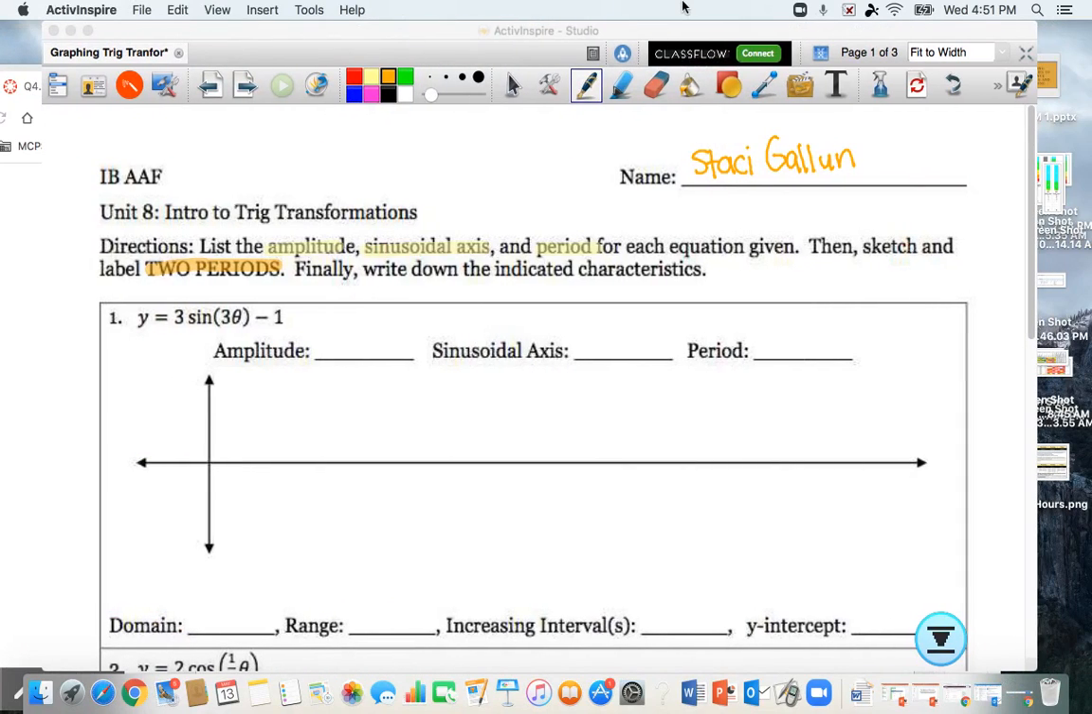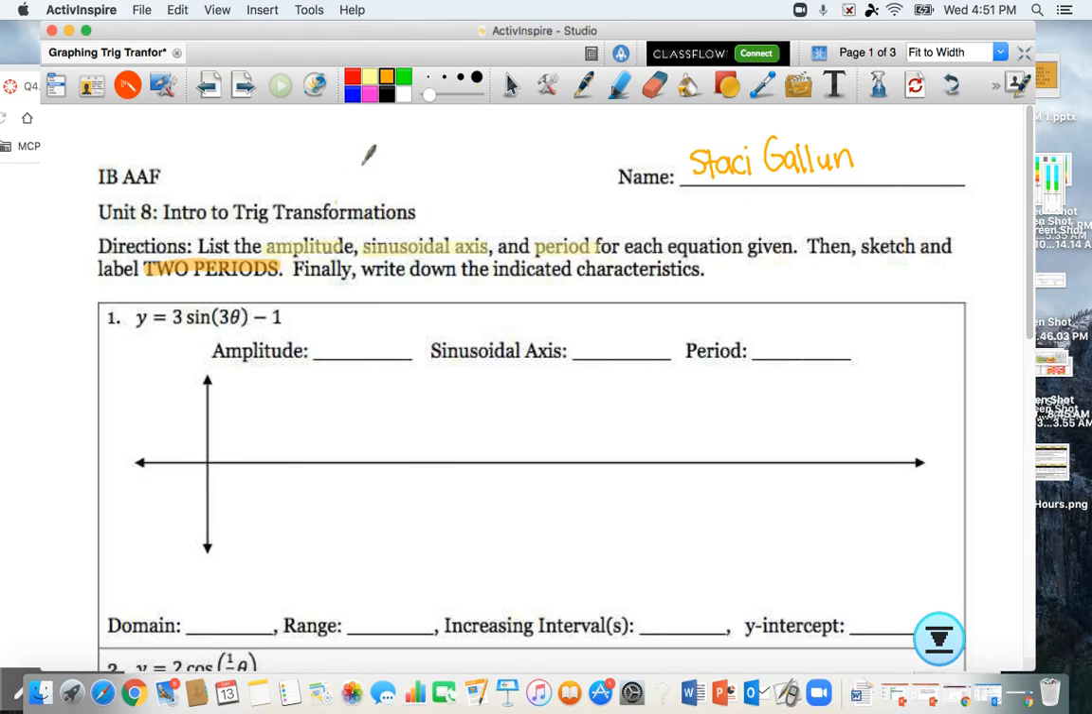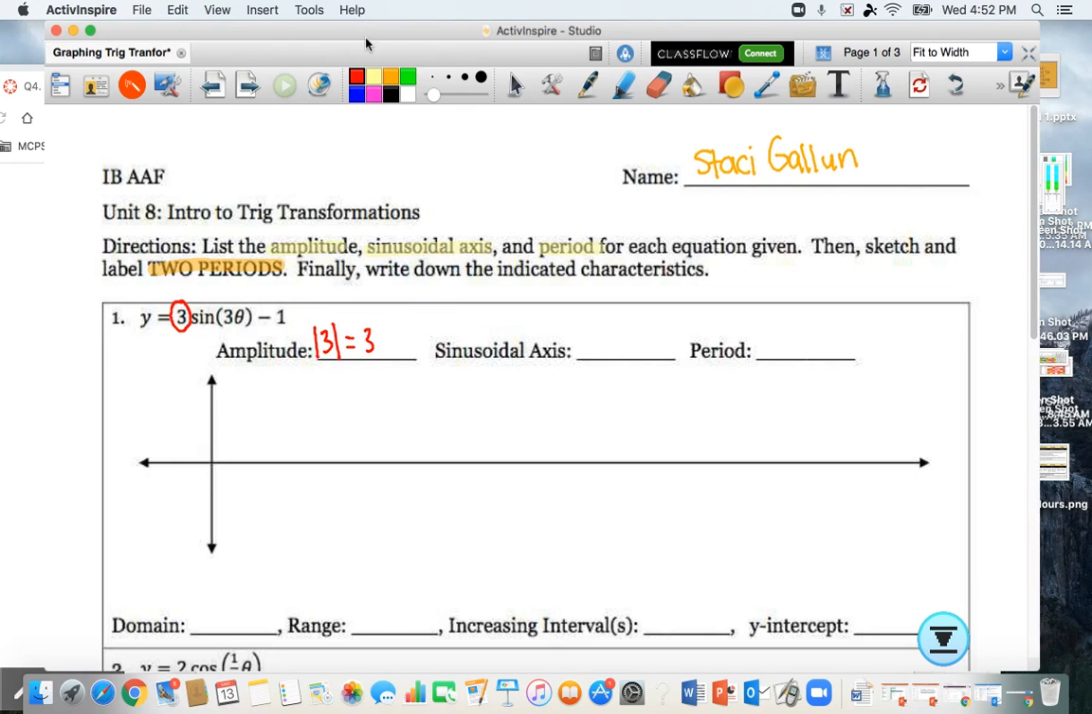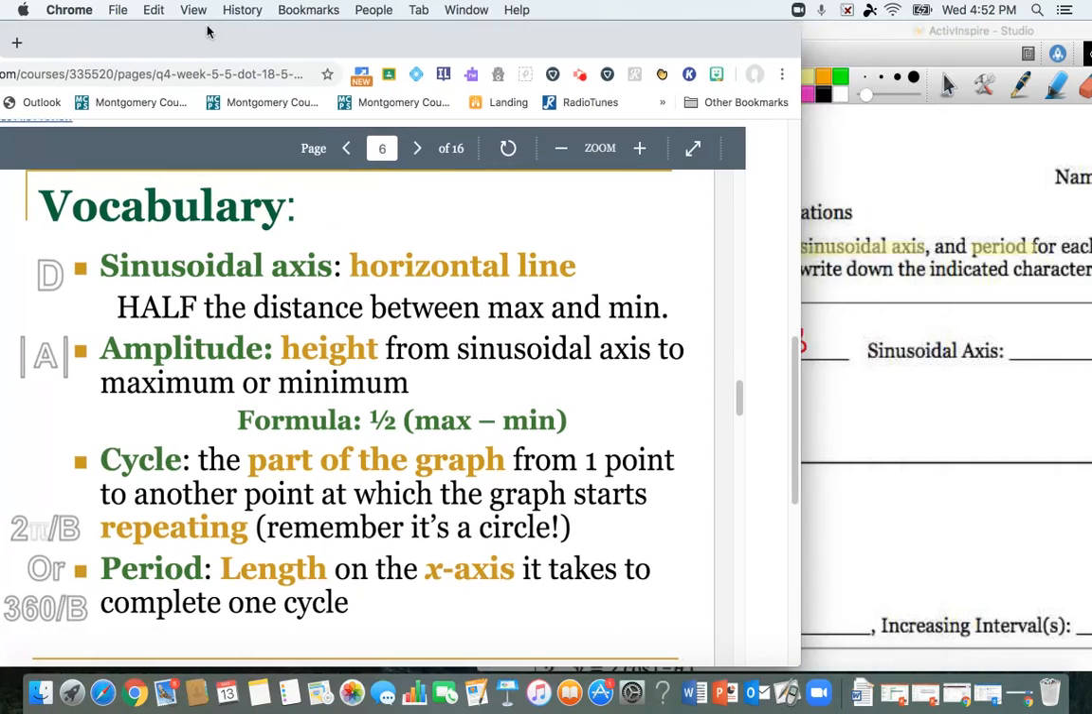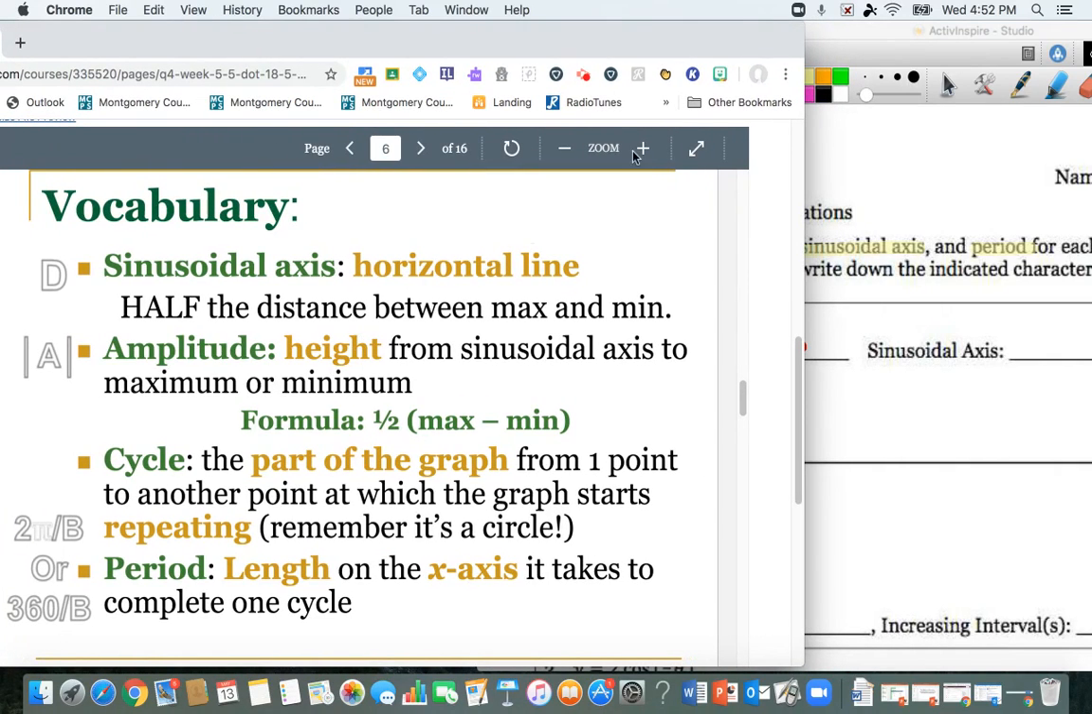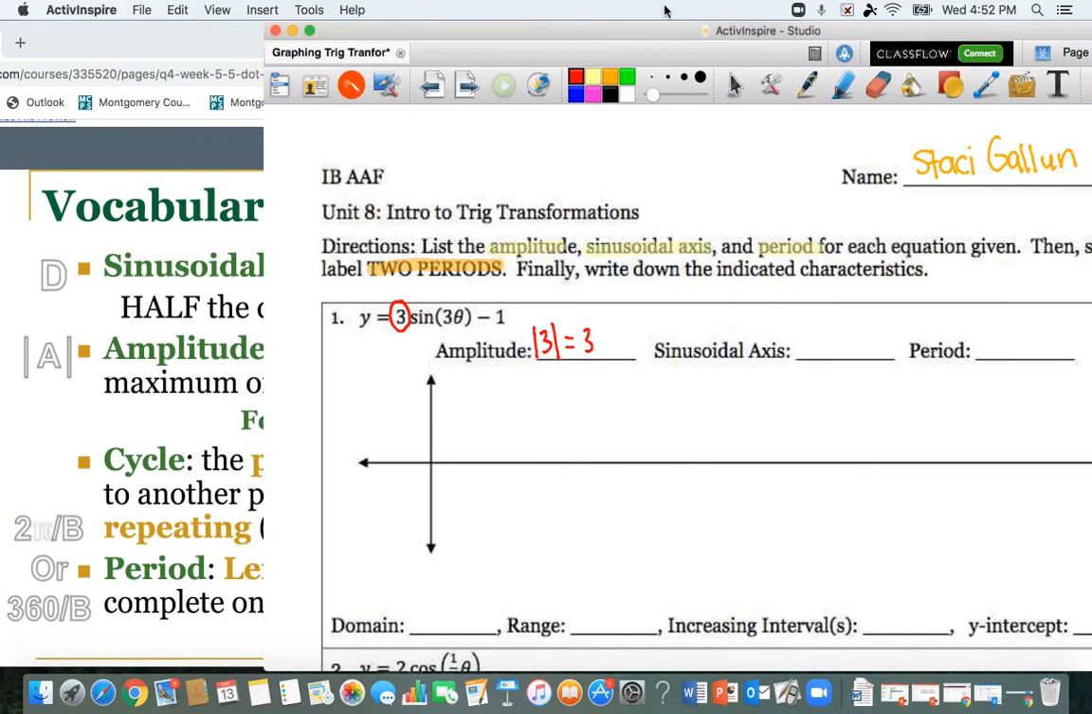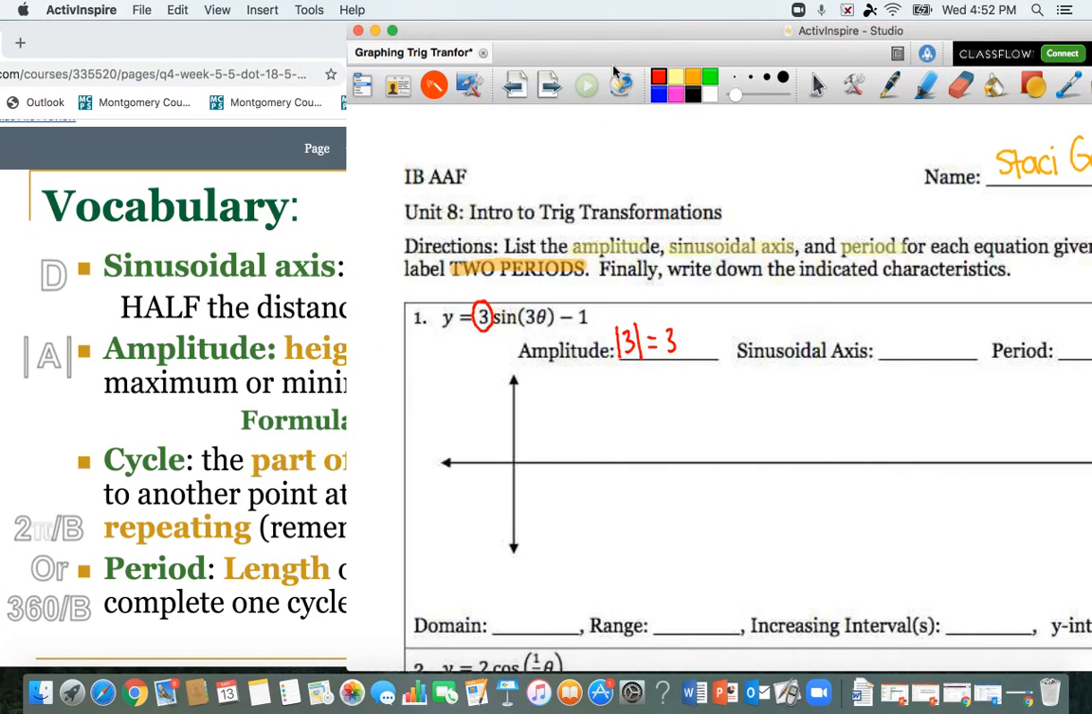Let me go back to my worksheet. So the amplitude, that's going to be related to this, I think. I think it's something about absolute value, which is kind of irrelevant for this one because the absolute value of 3 is 3. So that's the amplitude. Let me kind of keep these side by side. So it's the height from the sinusoidal axis. Oh, and that was D, right? And this was D. Oh, I think I got this. So it's -1. Is that right?